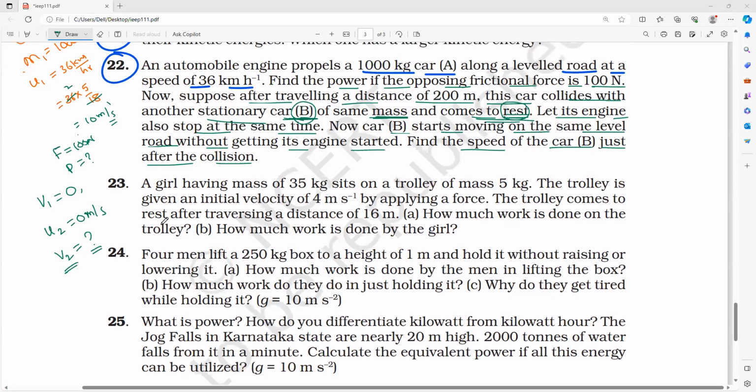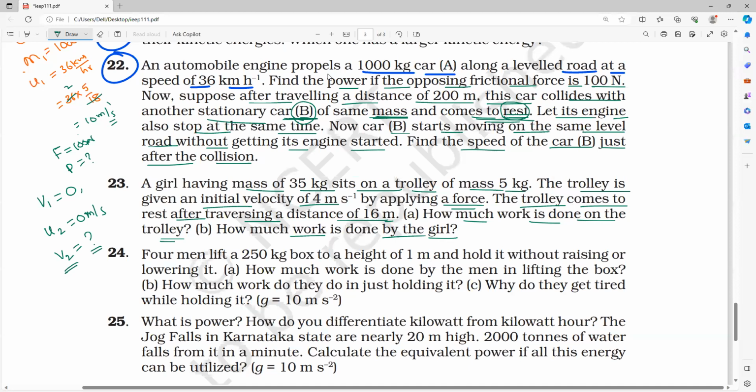So question 23, this is also one of the most important questions. A girl having a mass of 35 kg sits on a trolley of mass 5 kg. The trolley is given an initial velocity of 4 meters per second by applying a force. The trolley comes to rest after traveling a distance of 16 meters. How much work is done on the trolley? How much work is done by the girl, they are asking?